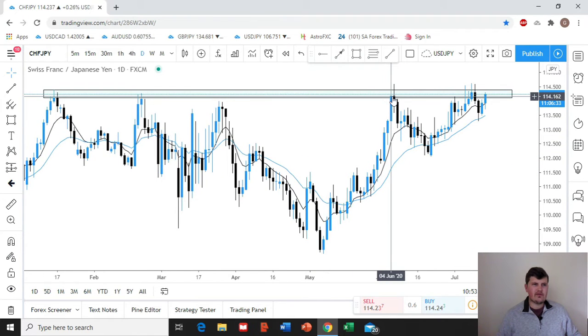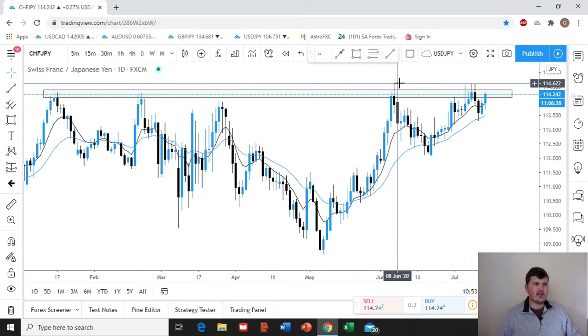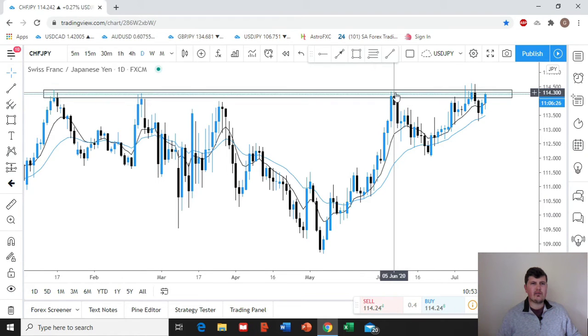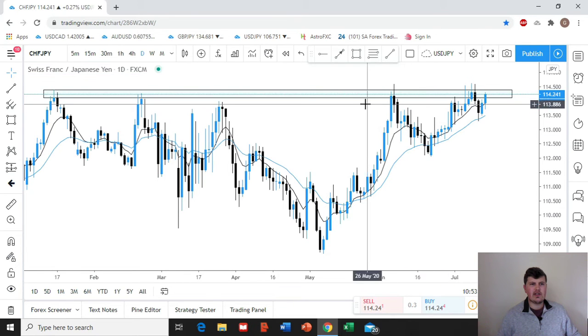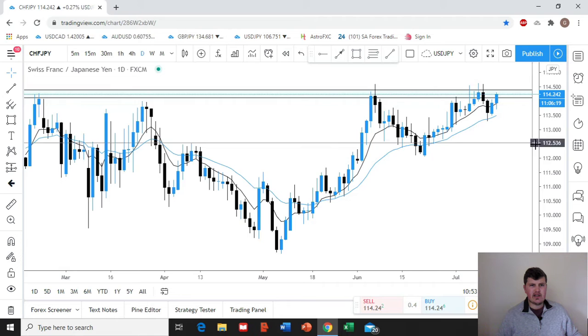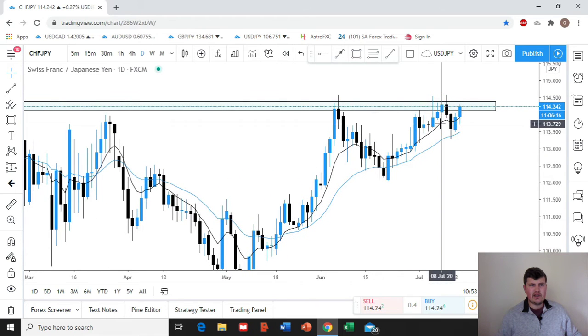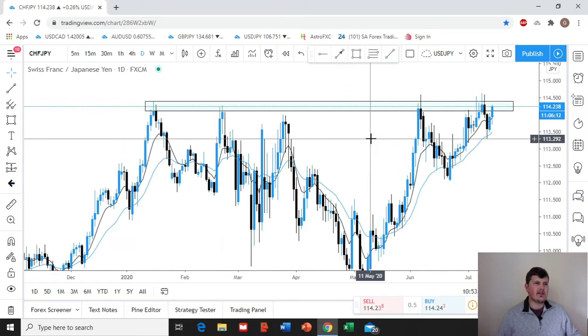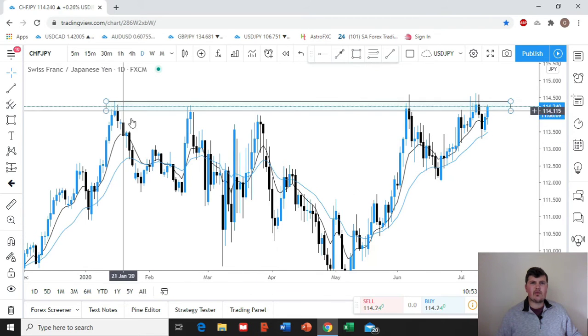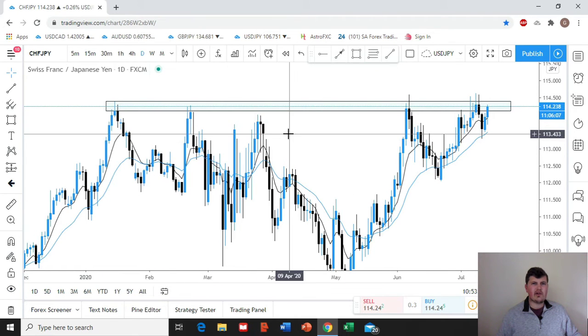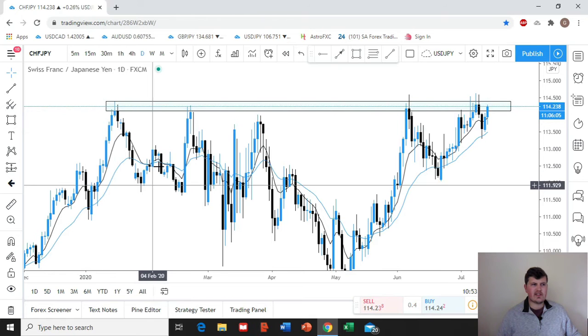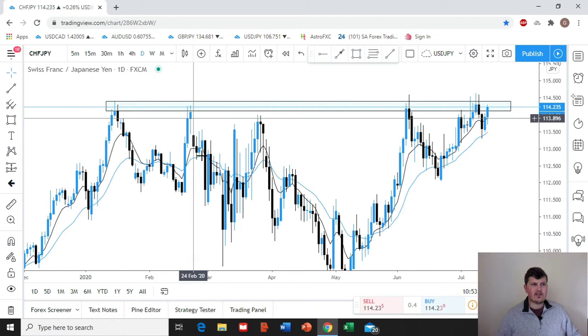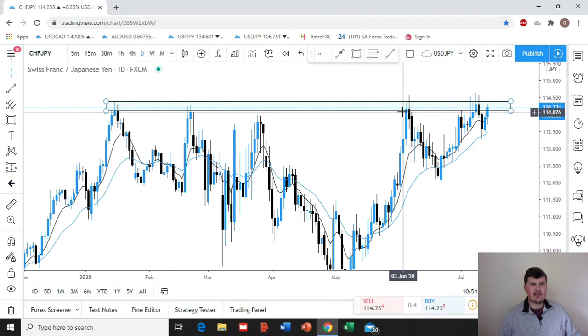More recently for June, it came and tested it, made a new high, and then price rejected this area and made a reversal. Tested it here again on the bottom, and we are again at this area. As you can see, each time price has tested this area in the past, it followed with a sell-off. Tested, sell-off, tested, sell-off, almost tested, sell-off, tested, sell-off.